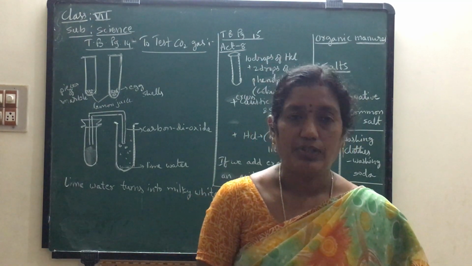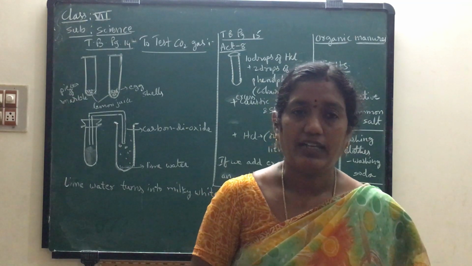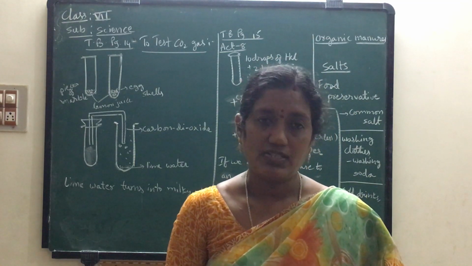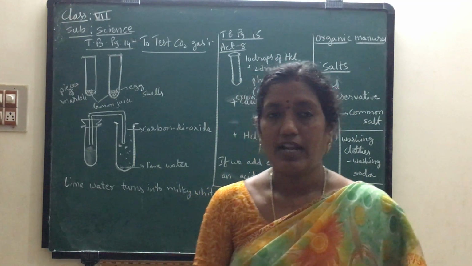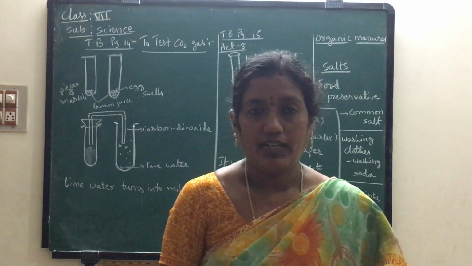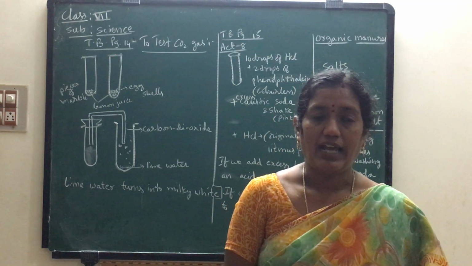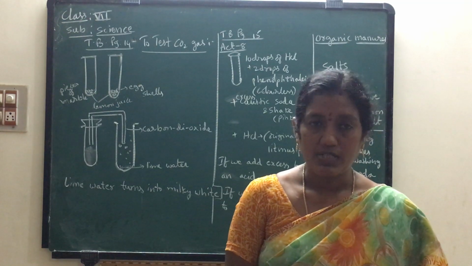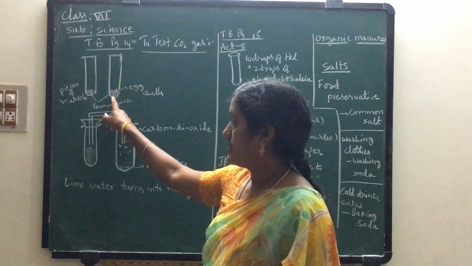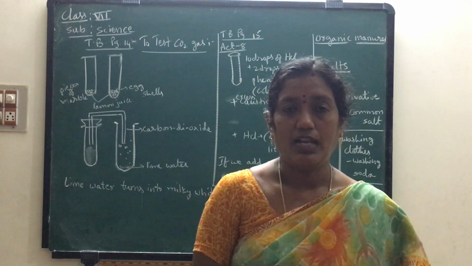Now you have to take the eggshells. Do you know the eggshells, children? The outer surface of the egg is known as shell, so it is known as eggshell. You have to take the eggshells, and these eggshells are added to the second test tube. Okay children, we have taken two test tubes and for the first test tube we are adding marble chips. Lemon juice is already in the test tube. And in the second test tube we have to add eggshells to the lemon juice.